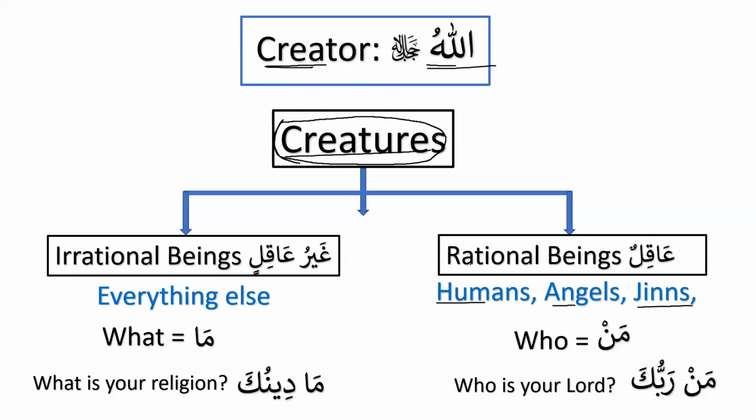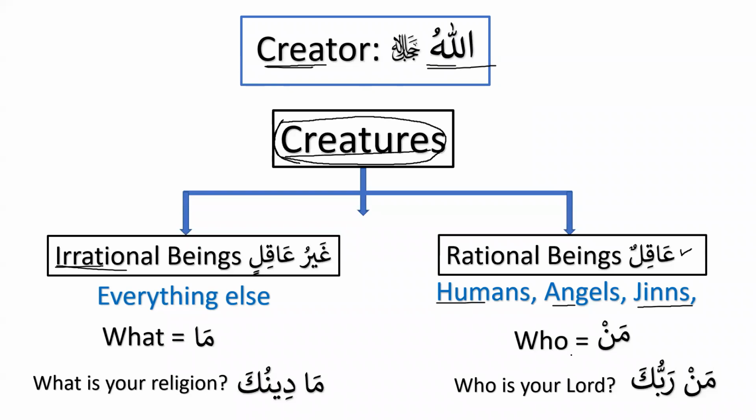And when we talk about the creation, we say that humans, angels, and jinns are in the category of aqilun. They are rational beings. And everything else, as we can see over here, is ghayru aqilin. They are irrational beings. So there are only three rational beings: humans, angels, and jinns. And the rest of the creations or creatures, all of them, everything else is ghayru aqilin, as we can see over here.